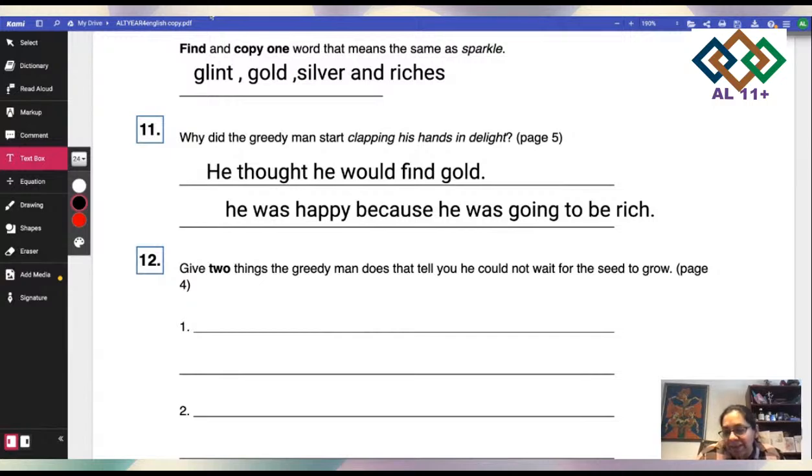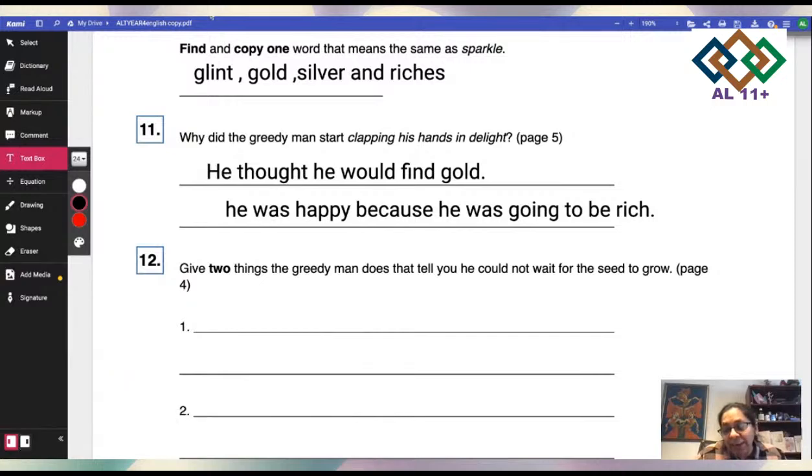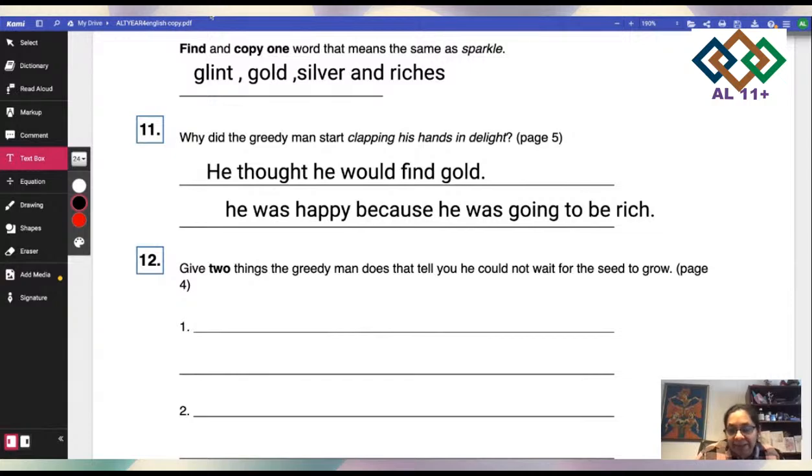Let me just put some of your answers, but double check your spellings, all of you, because if I put your answers on top, some of your spellings are not right. He wanted to be richer than the farmer. Yes, you could say that he wanted to be richer than the farmer because remember that he's really greedy. He planted the seed straight away. He went straight out and planted.